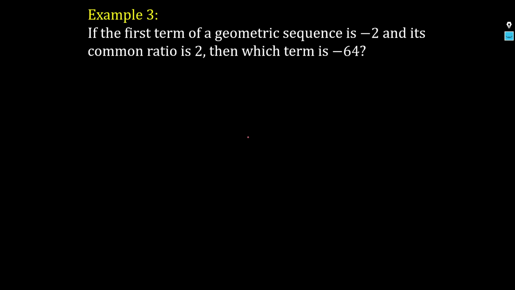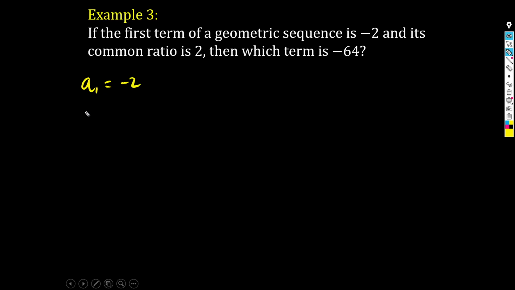If the first term of a geometric sequence, I'll just call it GS, is negative 2 and its common ratio is 2, then which term is negative 64? So we know it's a GS. The first term I know is negative 2, so let's label that right away. First term, a sub 1 is negative 2.